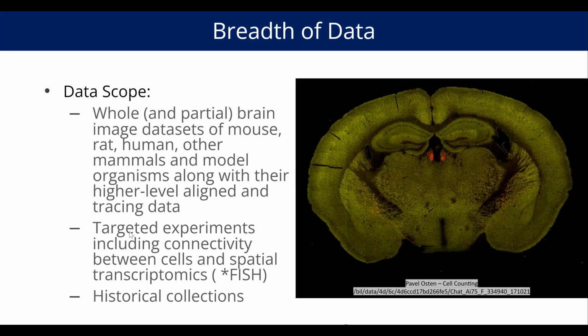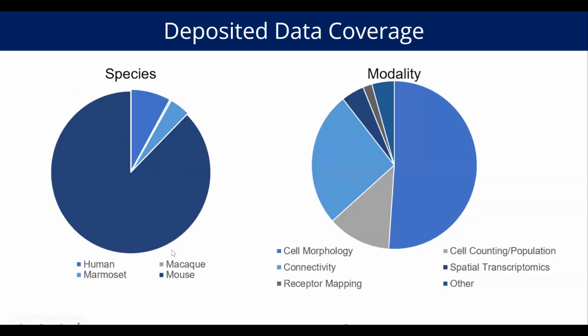In the near future, we expect to have data sets that are much larger as the BICAN network is now focusing more of its data generation efforts on primate data and humans. In terms of existing coverage, the overwhelming amount of data sets that are contributed to BIL are from mice, with relatively few data sets at the current time from macaque and marmosets.